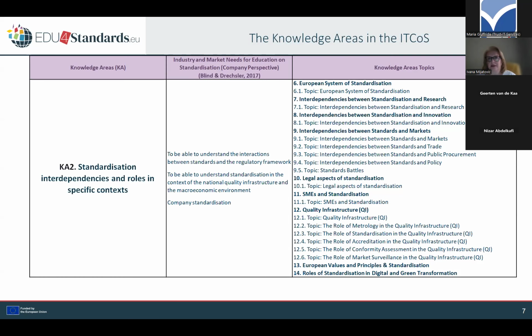So basically, what is the purpose of topics? Topics are interconnected, and every teacher, trainer, or facilitator chooses what they want and combines these topics in a teaching unit as they need or wish.